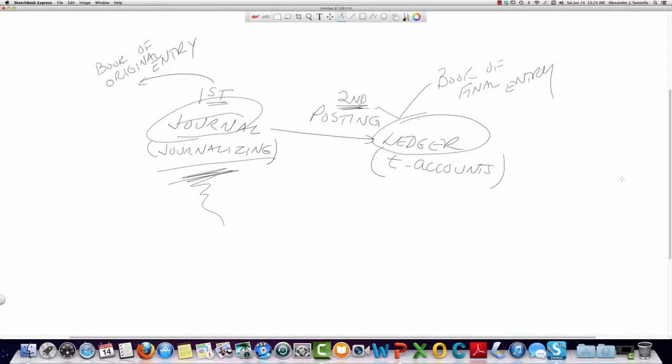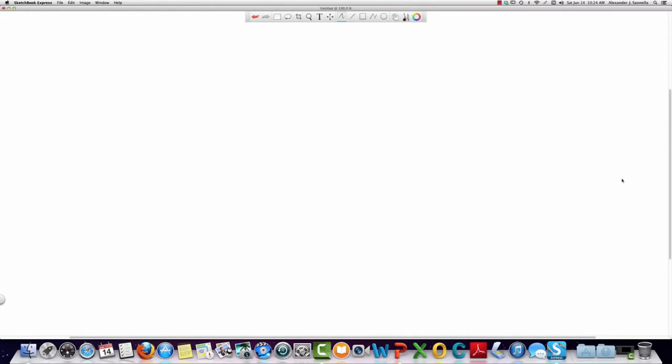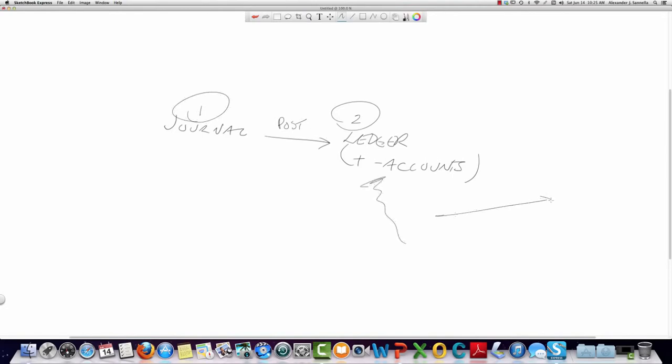So to summarize, once again, journal to the ledger, T accounts. This is the book of original entry, the ledger's the book of final entry. Journalizing first, and then we post them. Now, what is going to happen is that the T accounts will form the basis of preparing financial statements.